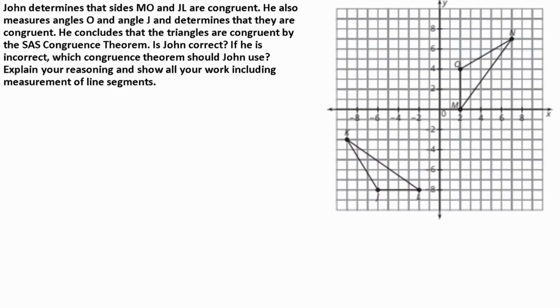First problem says John determines that sides MO and JL are congruent. You know what we're going to do? We're going to mark that right away. MO is right here. We're going to put a little dash on it. And JL is right here. We're going to put a dash on that.